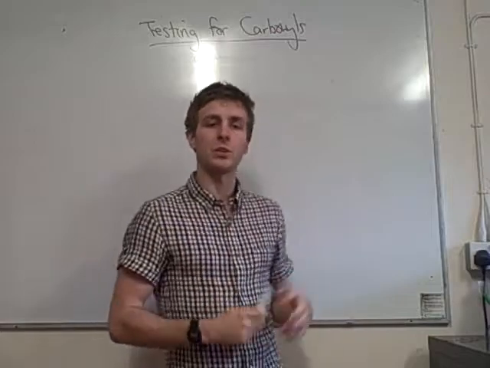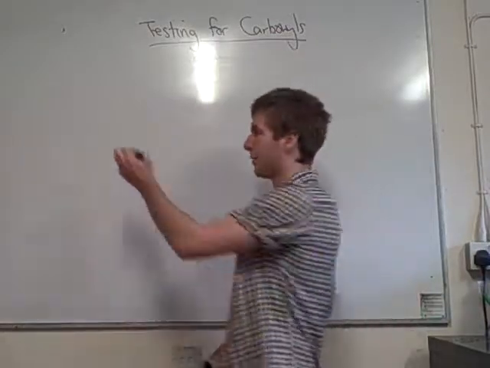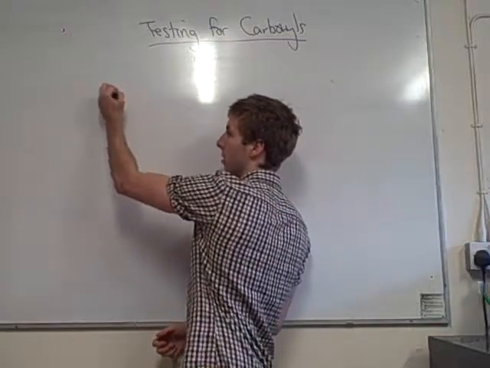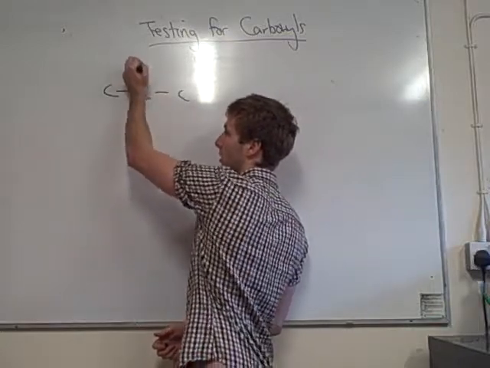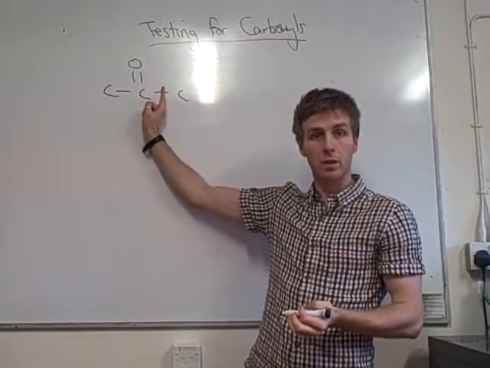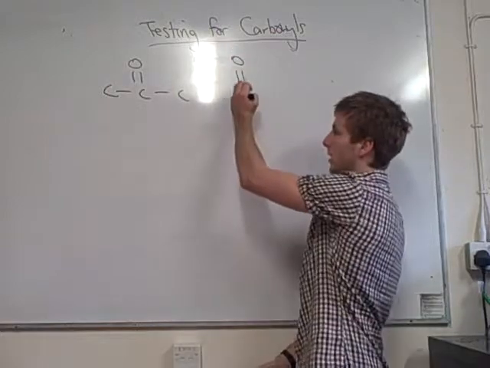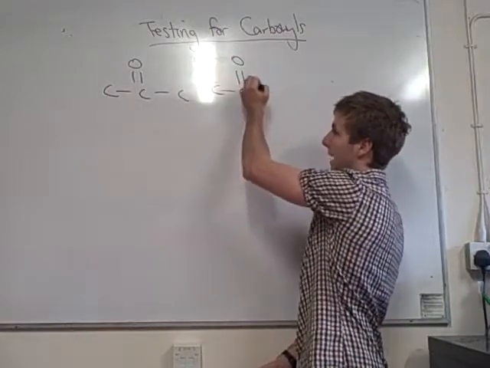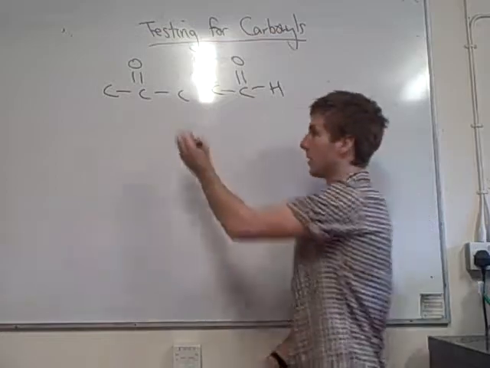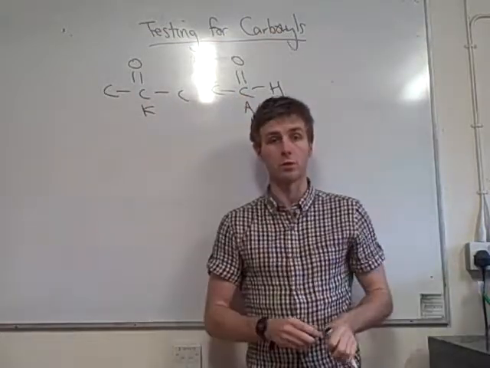Okay guys, so this is how to test for a carbonyl. Now the carbonyls you'll have to test for are a ketone, which is a double bonded oxygen bonded to a carbon with two carbons either side of it, and an aldehyde, which is a double bonded oxygen bonded to a carbon with a carbon and a hydrogen. So this is your ketone and this is your aldehyde. Really important to remember those groups.